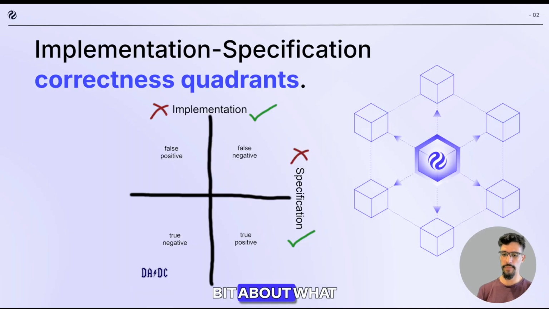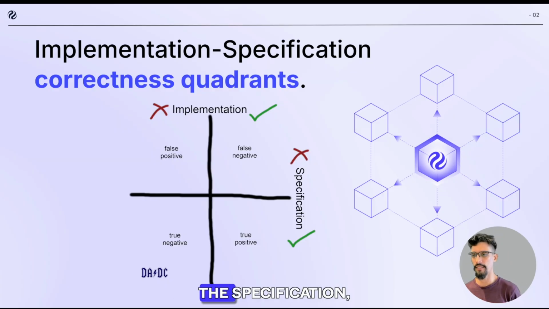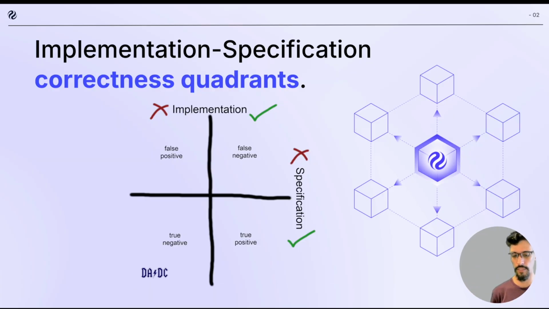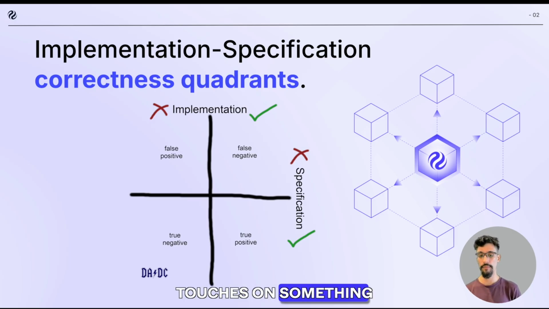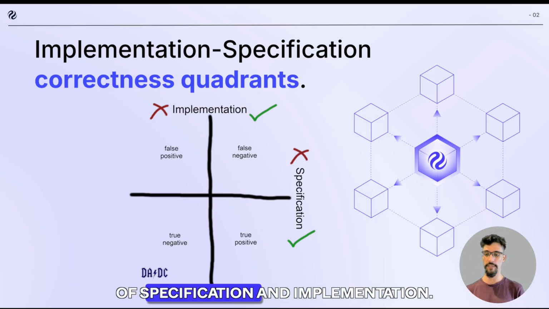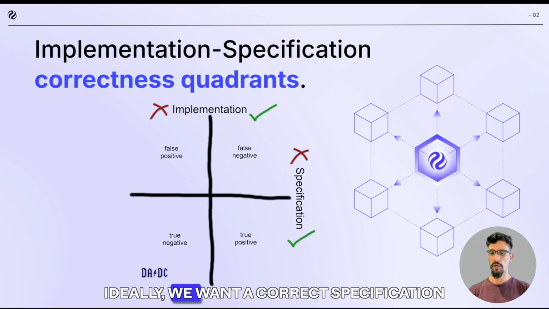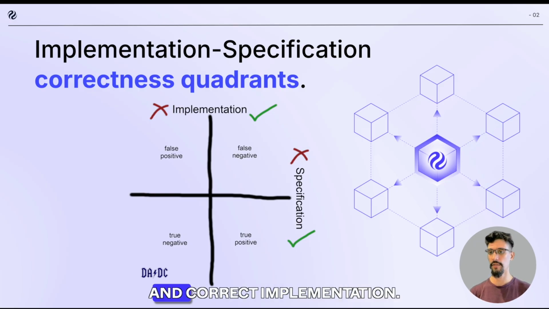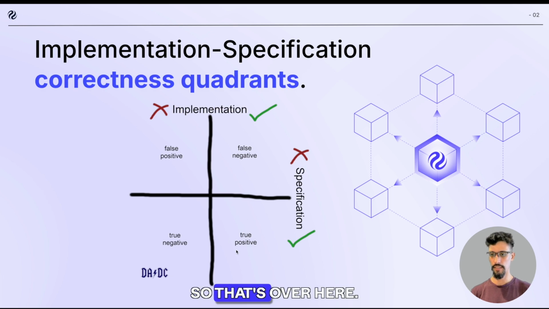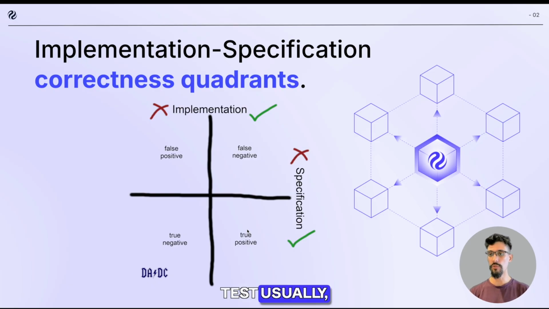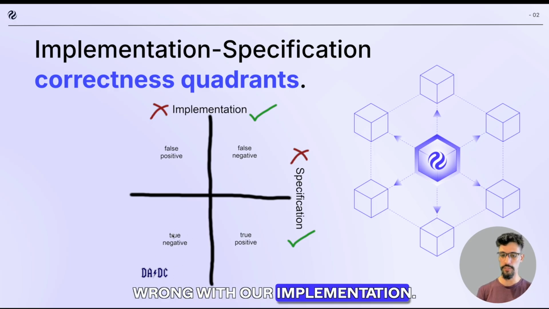So let's talk a little bit about what just happened with the implementation and the specification, which comes in the form of a test. This process touches on something that I called the 4 quadrants of specification and implementation. Ideally, we want a correct specification and correct implementation, right? So that's this over here. That's ideal. And a failing test usually, not always, usually means that the specification is correct, but the implementation is incorrect. So that's a true negative.